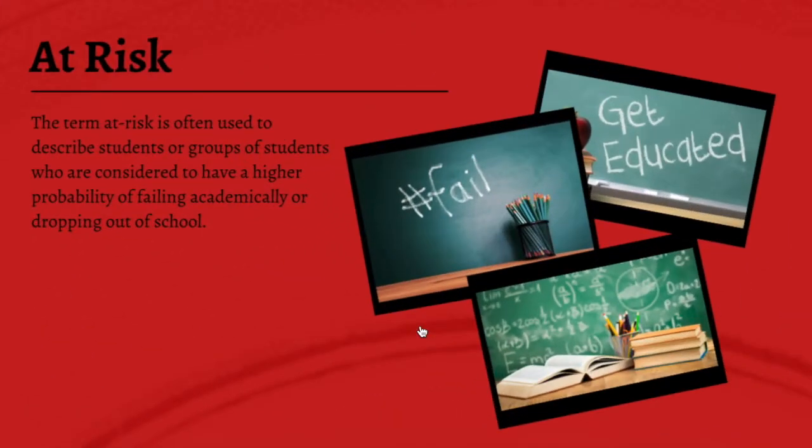Some of the key terms that I'd like to discuss is at risk. At risk is basically any student or group of students that is considered to have a higher probability of failing academically or dropping out of school. I believe that is very vague, and you can make an argument on, well, this could cause a student to drop out or fail. What we do when we identify at-risk students, we have collected data.